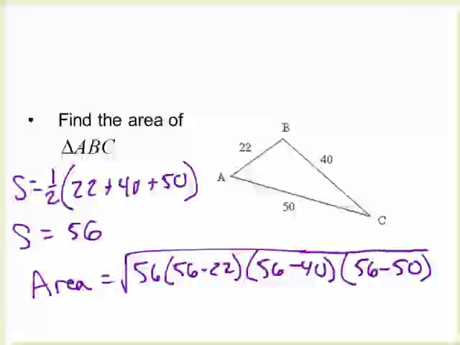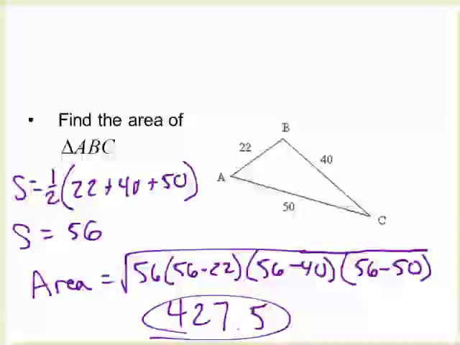You can type that entire thing into your calculator if you use parentheses as I wrote. So if you open and close parentheses as is written there, you can type it all in at once. And I get about 427.5.